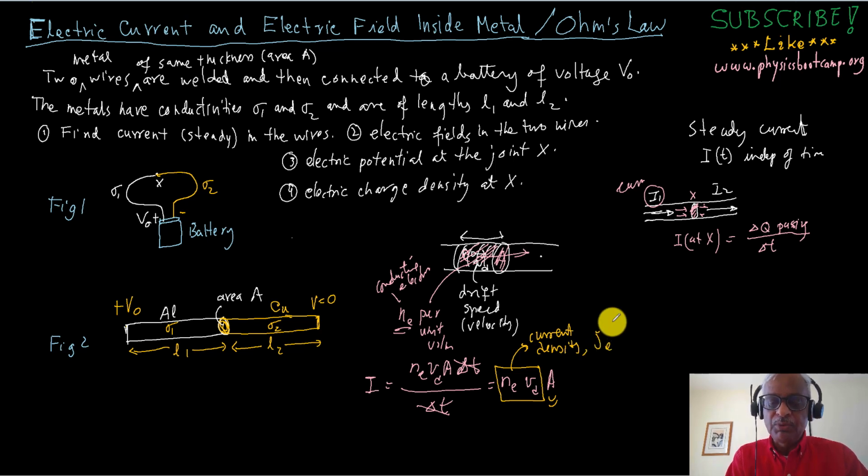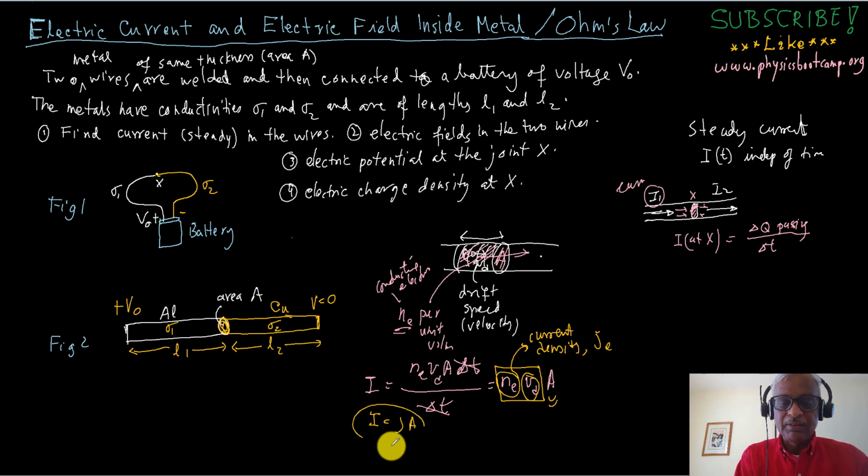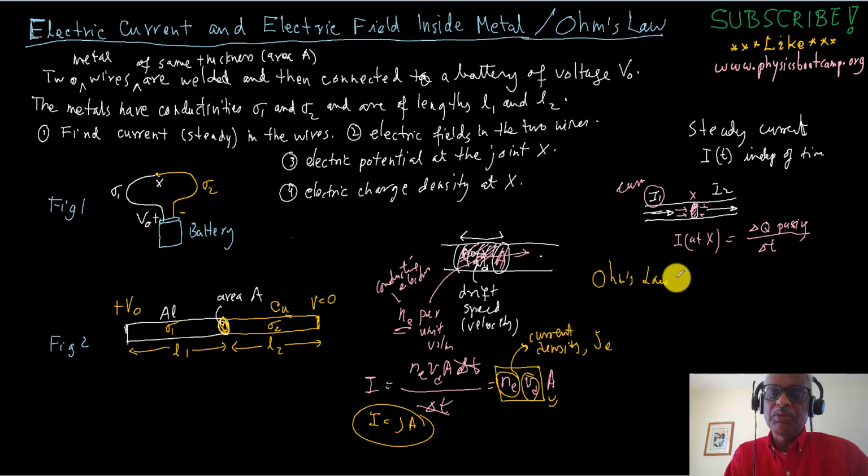And so this will depend on what material you are and the speed with which the electrons are flowing in that material, in terms of drift speed. So you might say I is actually J times A. This is a good formula to remember. And when it comes to Ohm's law, there's another thing you need to know. There are several ways you know Ohm's law.